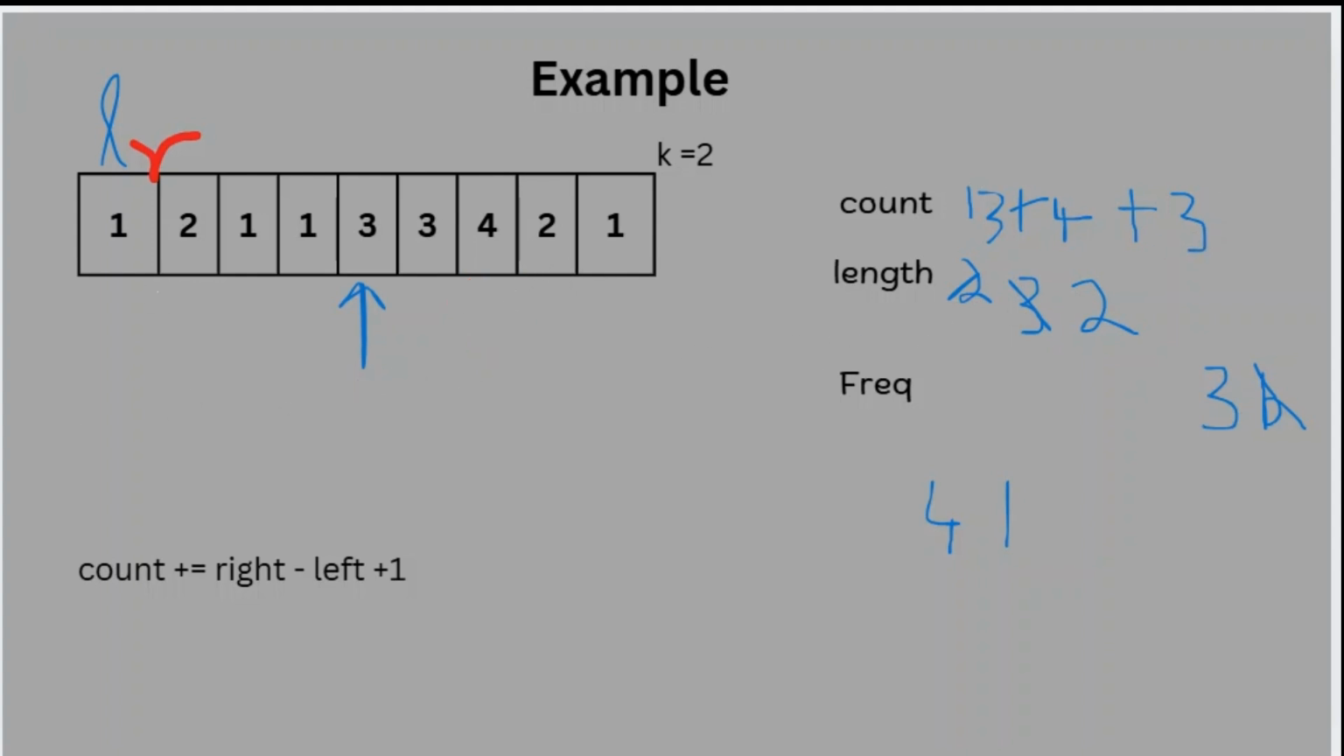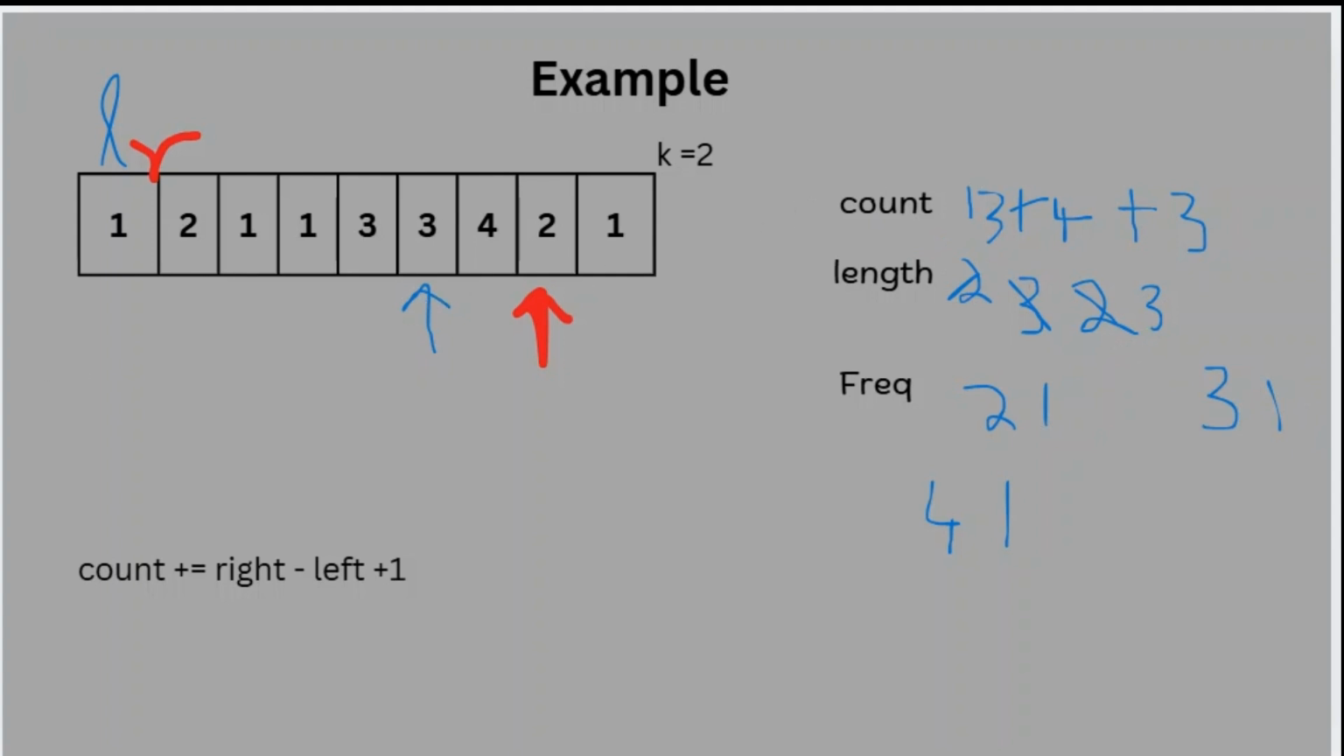Next, the right pointer is incremented and it will point towards 2. So a new value is added to the frequency table, that is 2, which occurs 1 time. Length will be changed to 3 again, and 3 is greater than k. So we have to increment the left pointer. Now 3 will be occurring one time.